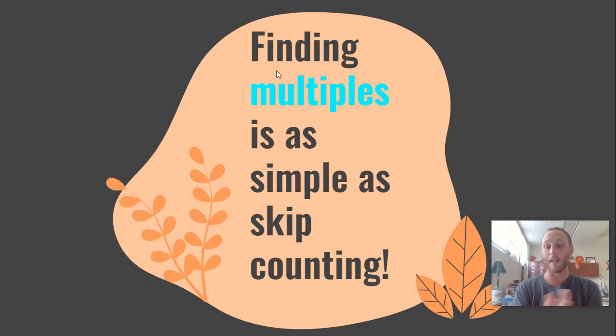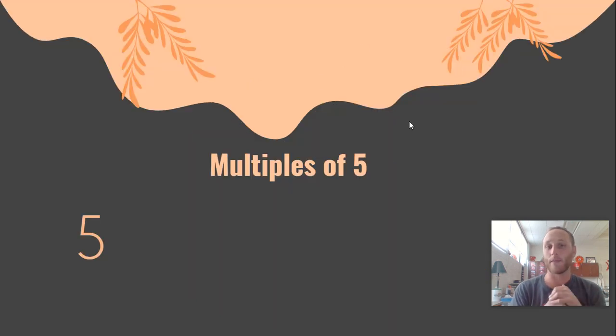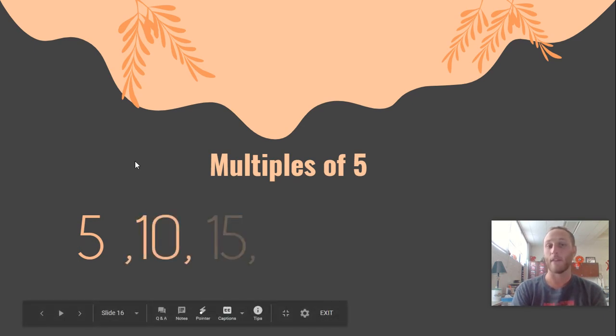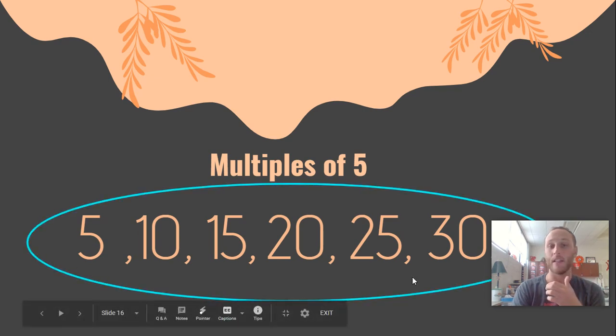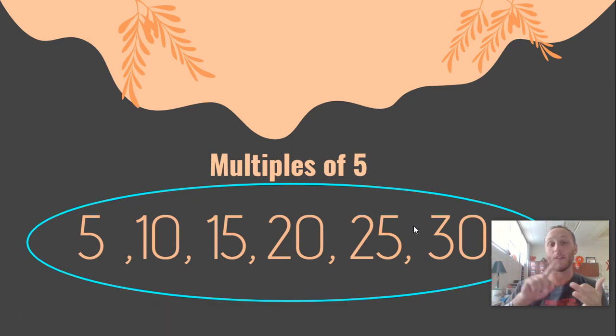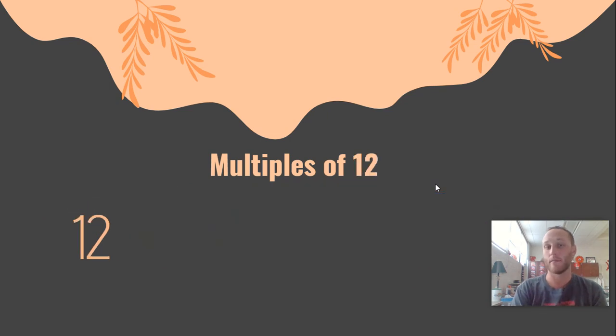If I'm giving you a number and I'm asking you to find me the multiples, I just want you to skip count. So if I'm asking you to find the multiples of 5, I'm going to skip count 5. I know 5 times 1 is 5, 5 times 2 is 10, 5 times 3 is 15, then we got 20, 25, 30, and then that keeps going on and on and on. So I can look at this and I can see that all of these are multiples of 5. These are not the only multiples of 5 though, because remember it's going to keep going. I could have 35, 40, 45, 50, and that just keeps going on and on and on until you stop.